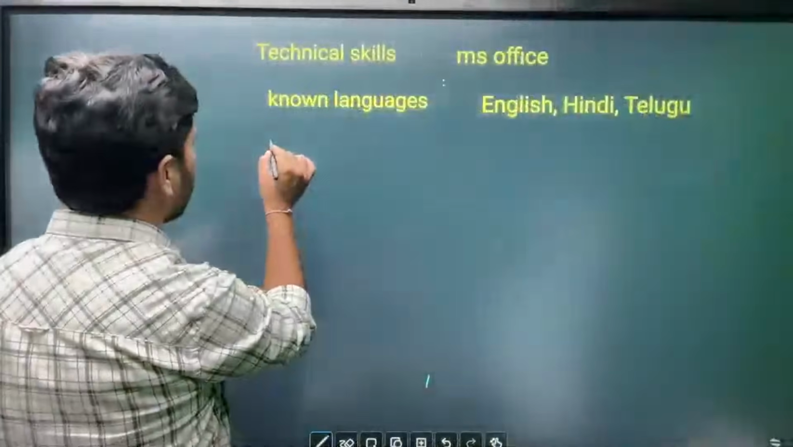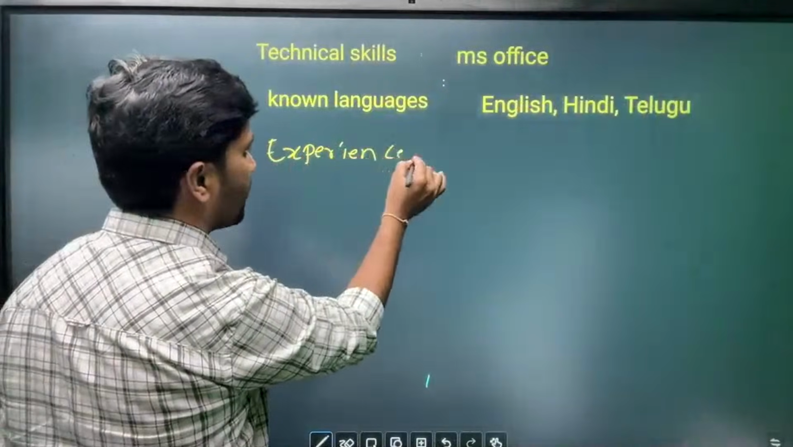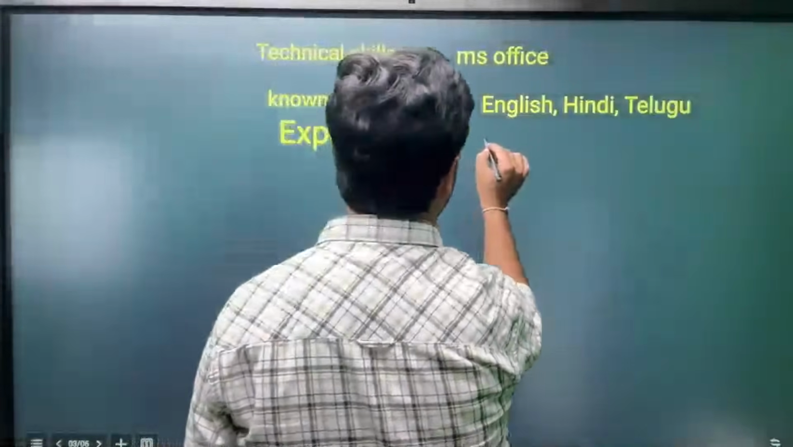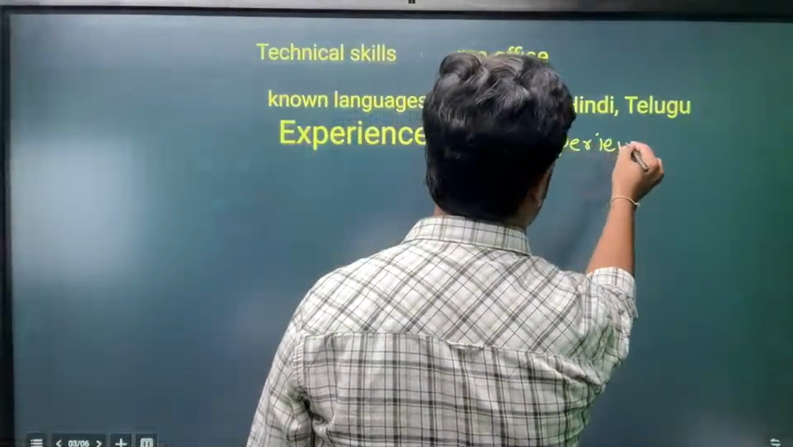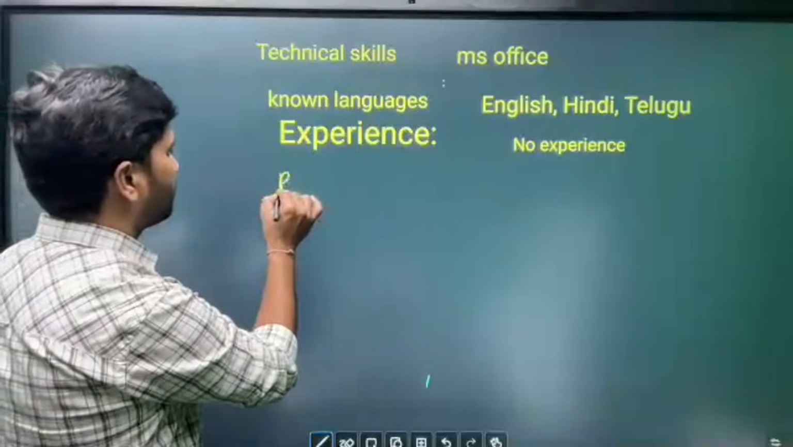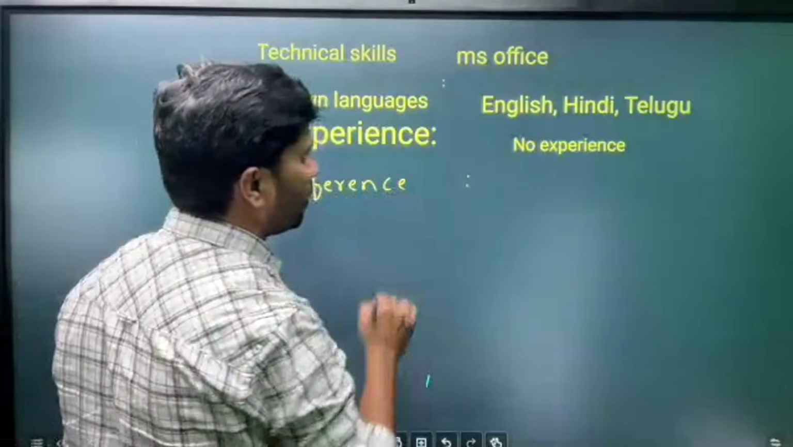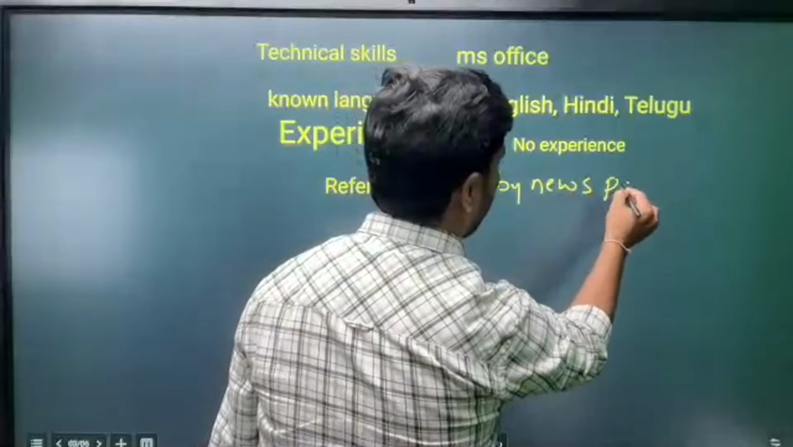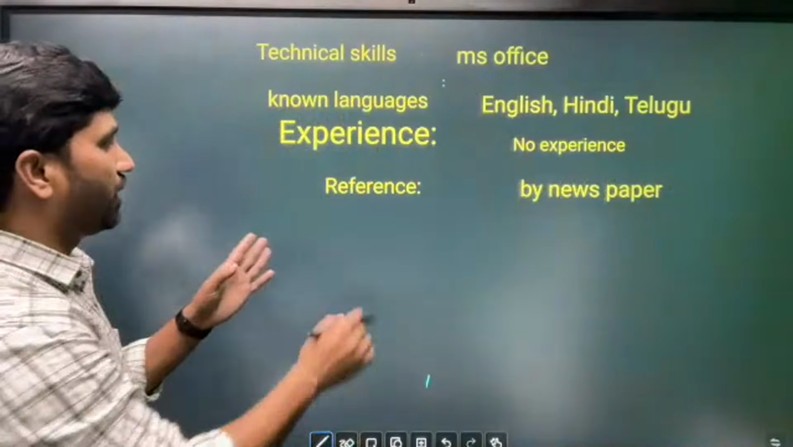Next, experience. Any work experience. So you can write no experience. Next, the reference. Reference by newspaper. So this is extra activities.